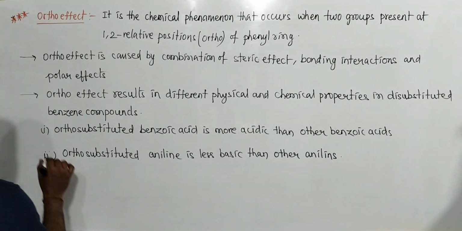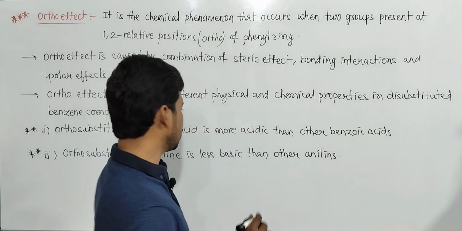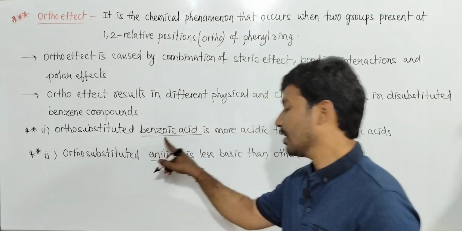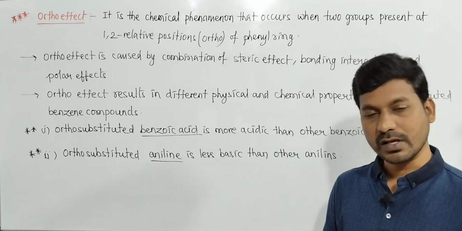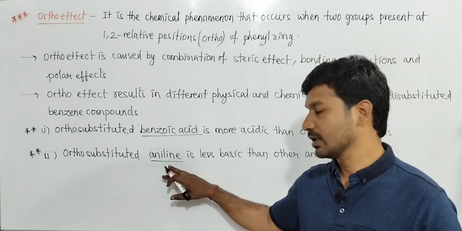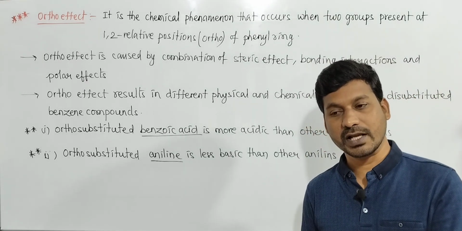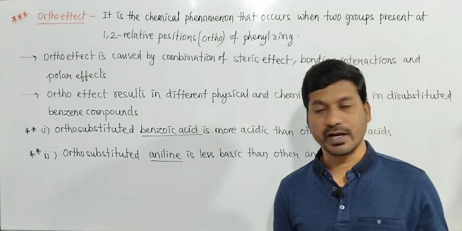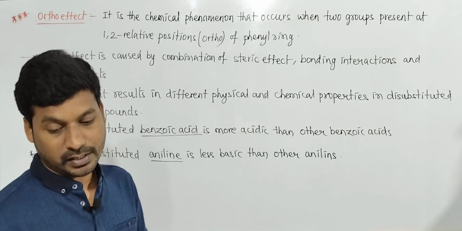One very important example of this concept: ortho substituted benzoic acid is more acidic. Consider benzoic acid and aniline. For benzoic acid, any group present at the ortho position makes it more acidic than the others. In a similar way, with ortho substituted aniline, any group present at the ortho position makes it less basic compared to other anilines. Due to the presence of some group at the ortho position of benzoic acid, acidic strength increases. Due to the presence of some group at the ortho position of aniline, basic strength decreases. Take these points. I will give some examples for each of benzoic acid and aniline.